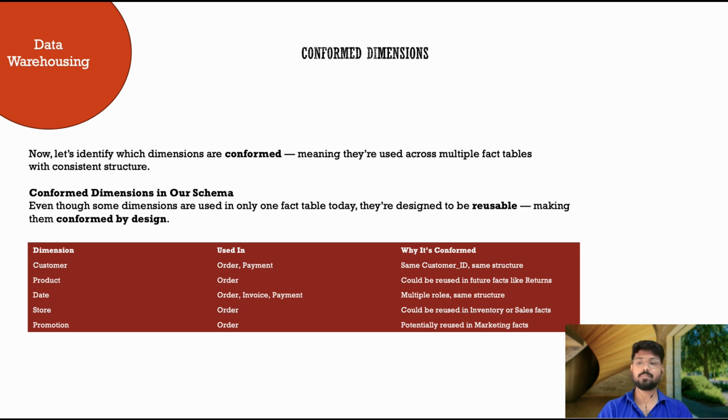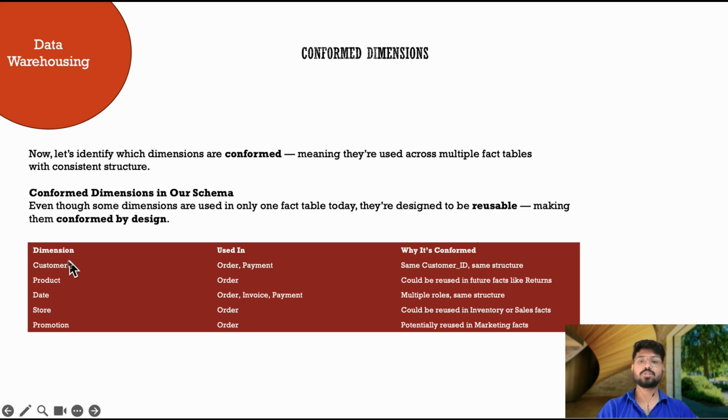So in our schema, we have these dimensions: customer, product, date, store, promotion. Now you can see customer is used in the order and payment tables, product is used in the order fact table, date is used in the order, invoice, and payment tables, store is used in the order fact table, promotion is used in the order table. For example, in the customer dimension, the customer ID is going to be similar across all the fact tables. It is not going to change. So it can be one of our conformed dimensions.